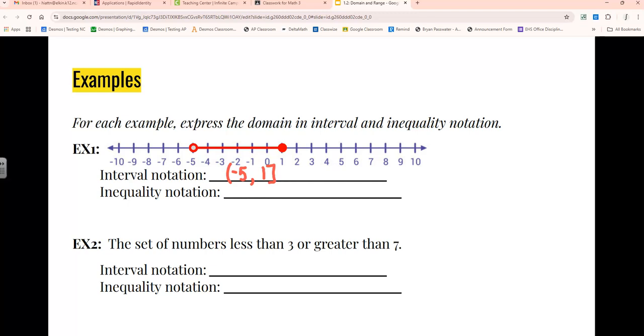So inequality notation is when we're going to use less than or greater than signs. So if you have a section in between two numbers, you still want to list your lowest number first, so you're going to have -5. And then when you're doing inequality notation for in between numbers, you are going to always use less than signs.